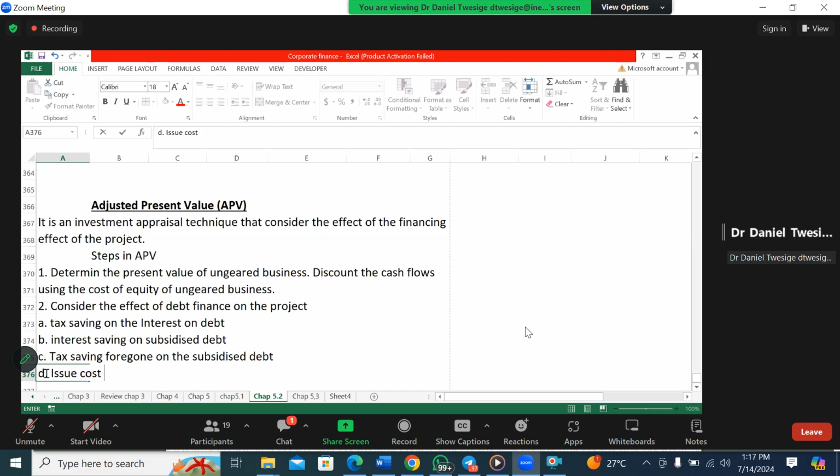Now, what you should be very careful about when you're analyzing your issue cost is this: if a project requires 100 million, and maybe you're going to finance this project with a debt, let's assume that, and the issue cost on the debt is maybe 4%, this means the 100 million you are having is 96%. It's not 100%.